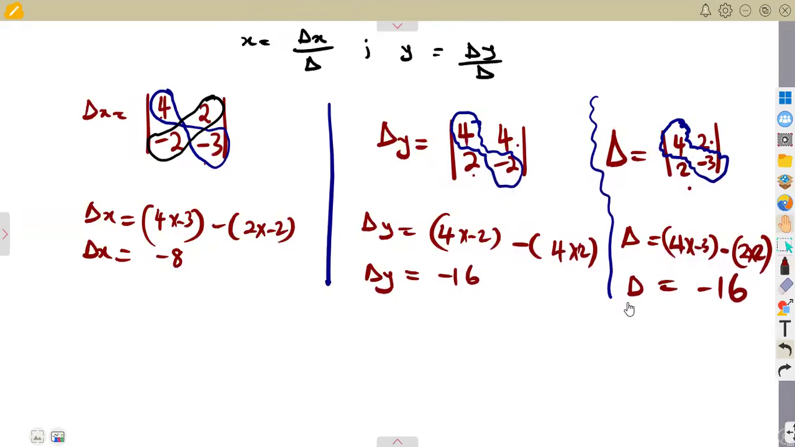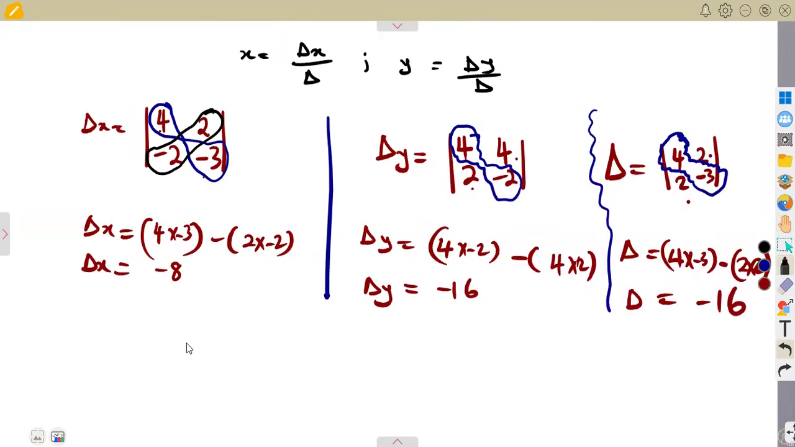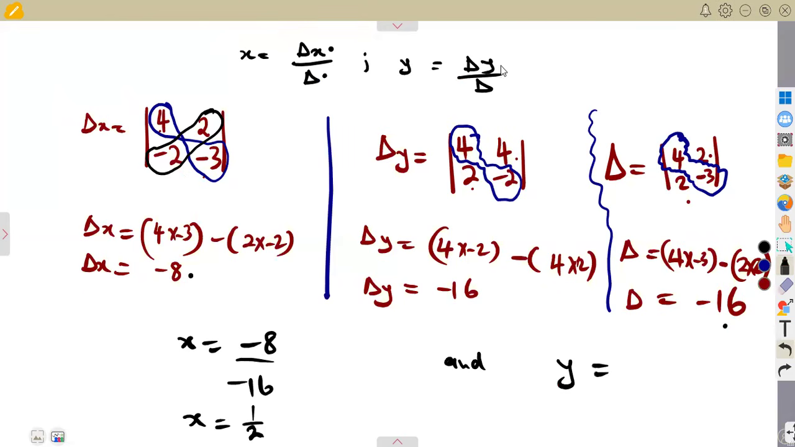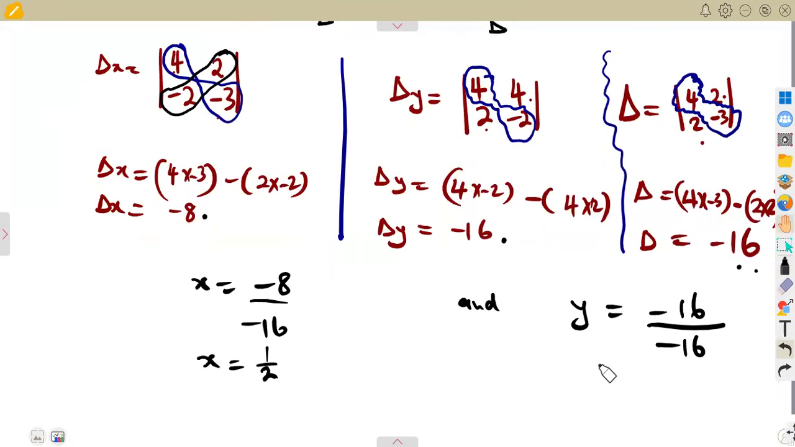So with these, we just have to substitute into our formula. Like I said, x is the determinant of x over the determinant of the constants. So the determinant of x is negative 8 and that of the constants is negative 16. And that was going to give us 1 over 2 or 0.5. Then for the y value, y is equal to the determinant of y, which is negative 16, over that of the constants, negative 16, and that was going to be a positive 1. So y is equal to 1.